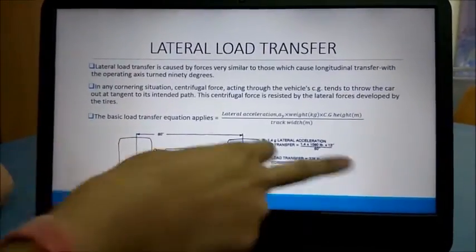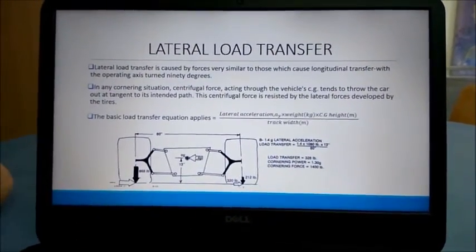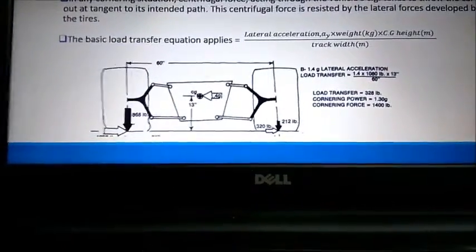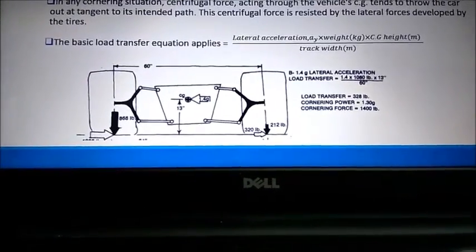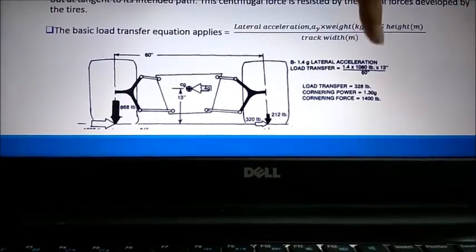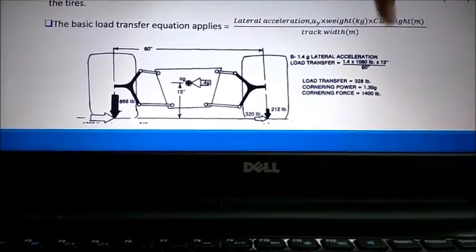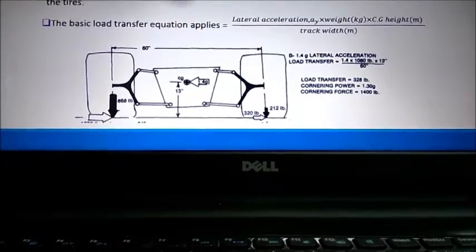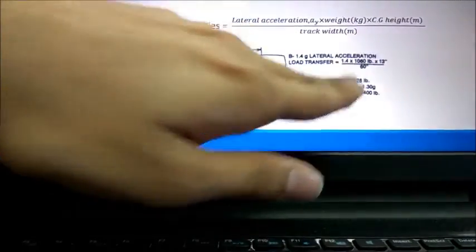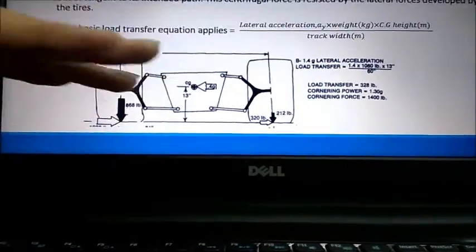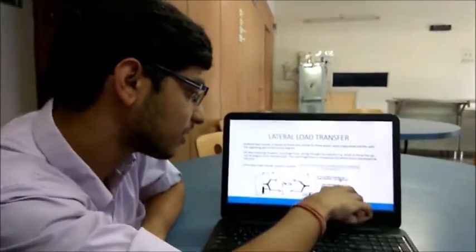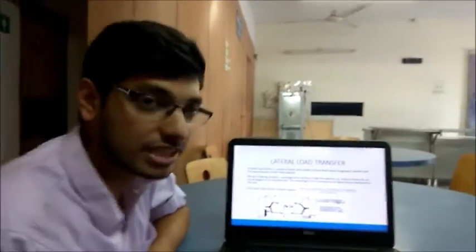So you can see a model here, which is of a race car, which has a lateral acceleration of 1.4 g, which is normal for F1 cars or race cars. At that lateral acceleration, the load transfer is 1.4 times 1080 pounds, the weight on that front axle. This is the front axle, and the vehicle is taking a left turn, and the load transfer from this equation is 328 pounds. So 328 pounds is quite acceptable for a race car. Also we find the cornering force to be 1400 pounds.